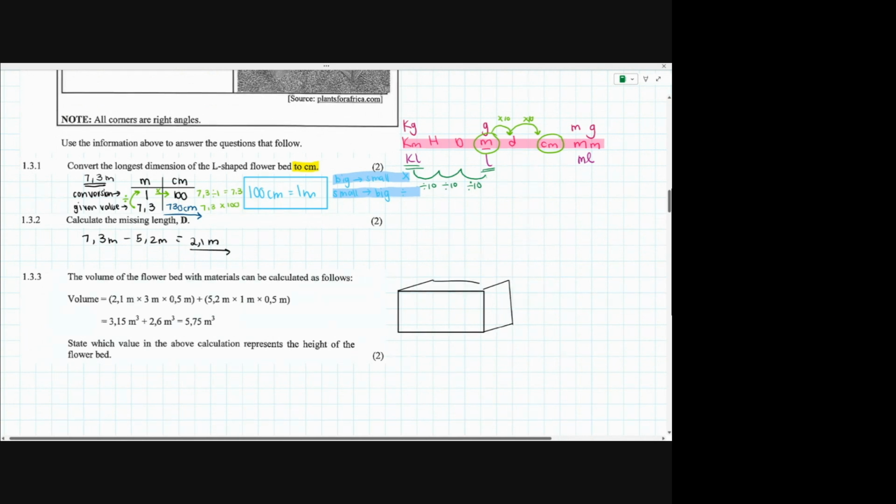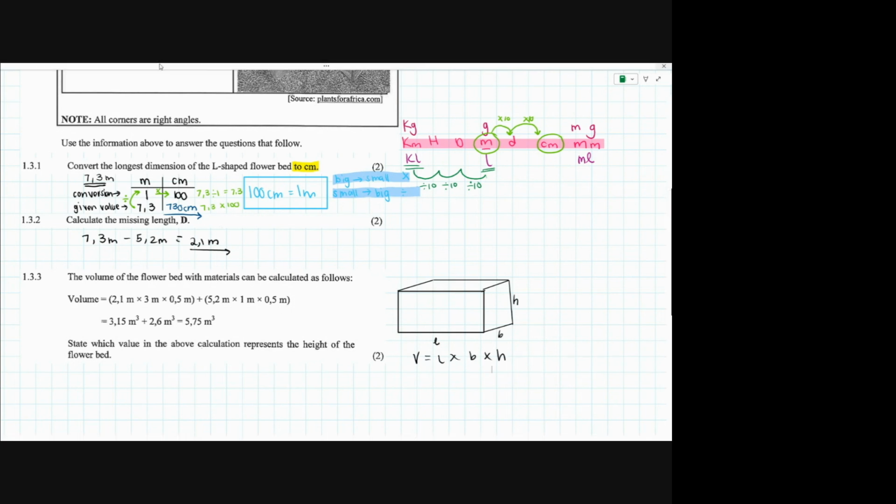Right, okay. Not my best rectangular prism in the world, but it's okay. We're not here for art. This would be your length, this would be your breadth, and this would be your height. To work out your volume, you would say length times breadth times height, which is what they've done here, okay?